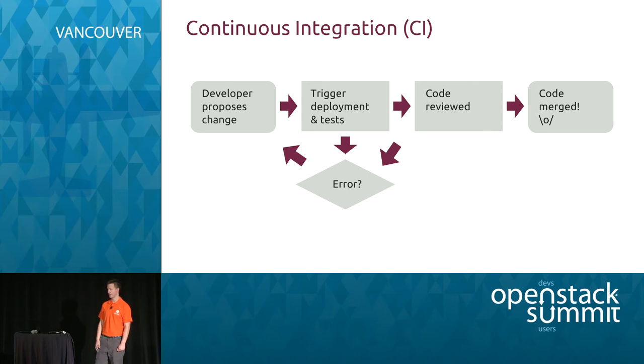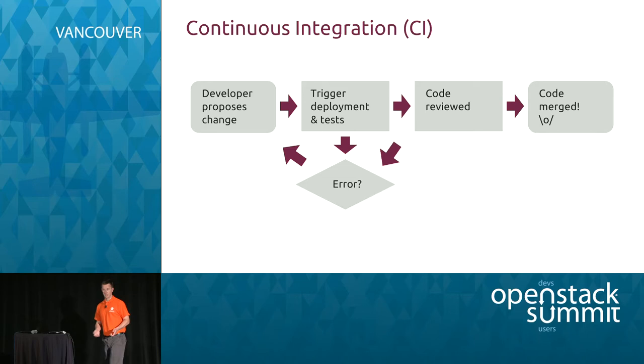So Tempest is the upstream OpenStack testing suite. There's thousands of tests in it, testing all the various APIs. You run it against a deployed, running cloud, and it tests all the various APIs and all sorts of scenarios, like boot an instance, attach a volume to it, take a snapshot, and all these kinds of things. So by running Tempest, it gives you an idea of the health of the cloud.